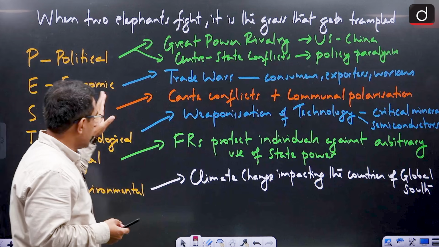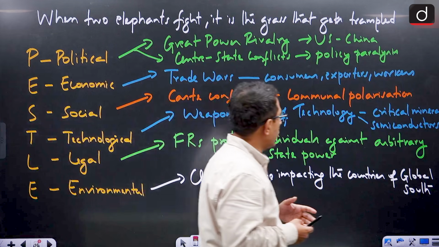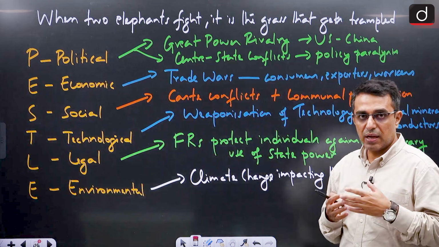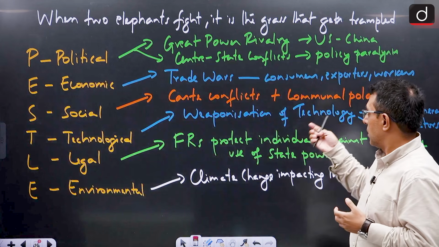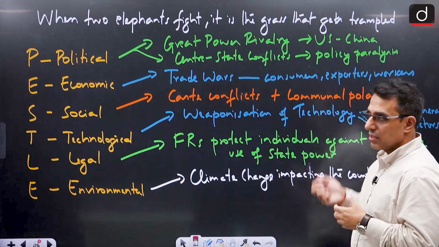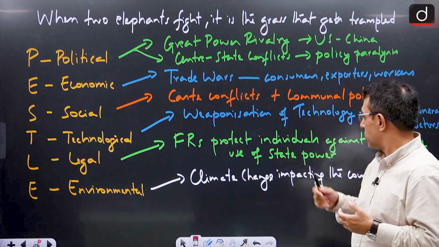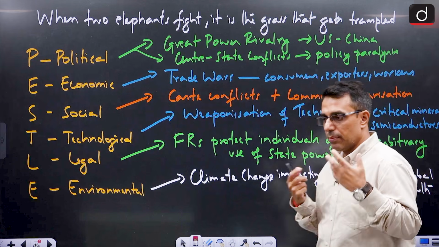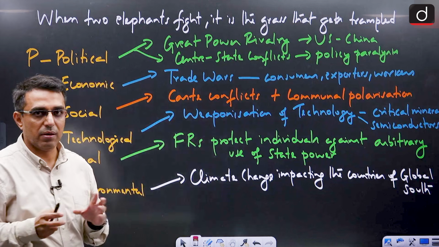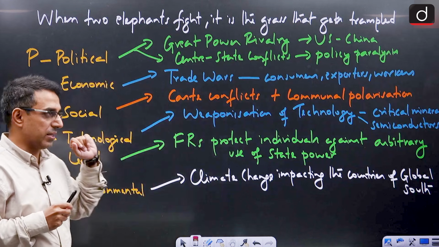In the economic dimension, we can talk about the trade wars, where when two countries are having trade wars, who suffers? The consumers. They have to pay a higher price. Exporters, their exports get reduced, and the workers may lose their jobs. So that is the fallout for the vulnerable sections in this case also.